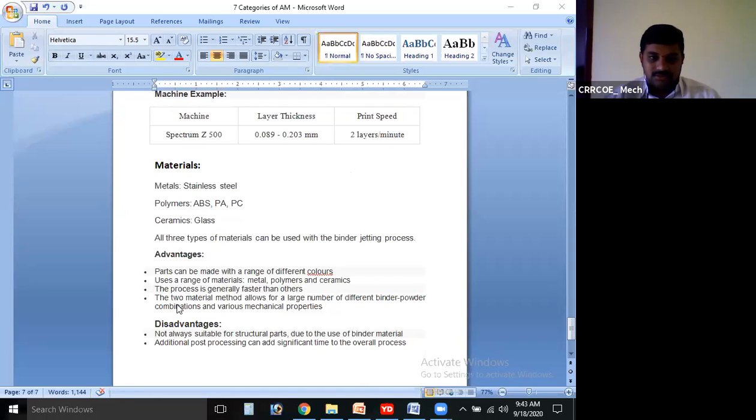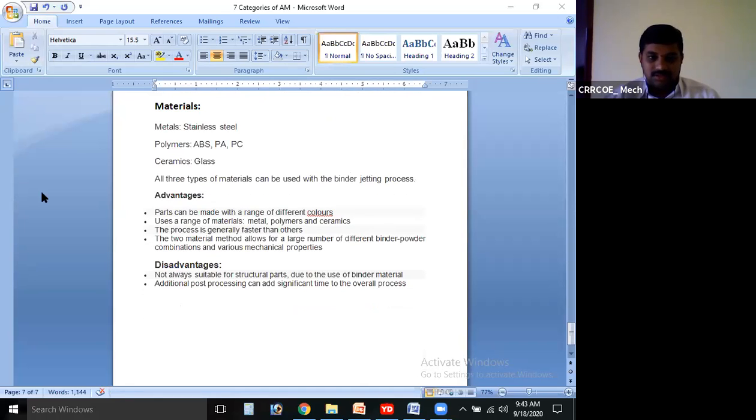So coming to the exclusive methods, they have given the merits and demerits, or advantages and disadvantages. That is, parts can be made with a range of different colors. So, color variation. So definitely the aesthetic parameter is also very important.